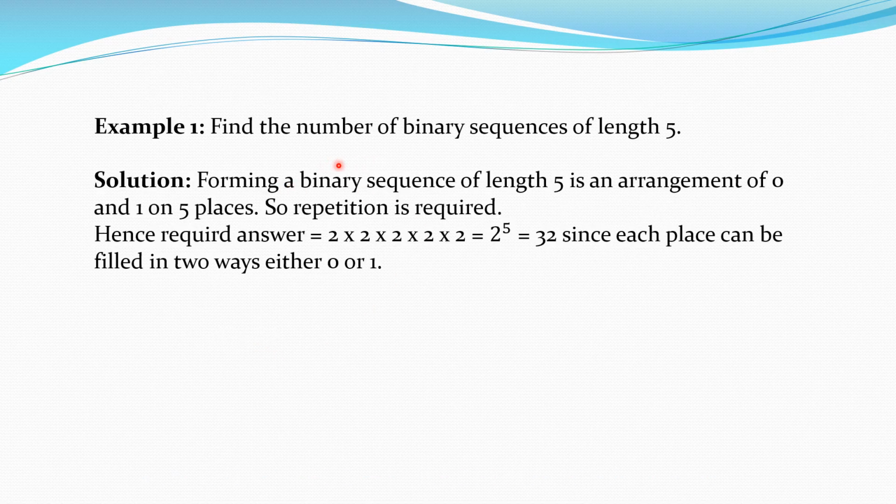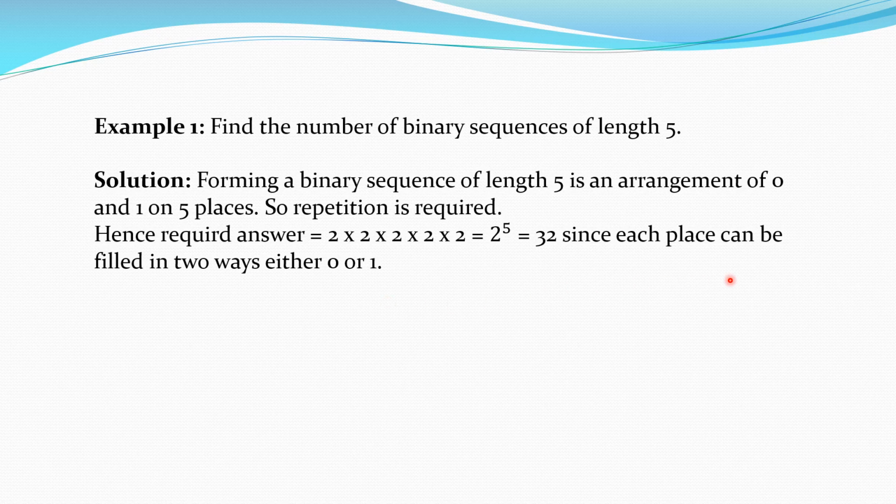Now first example, find the number of binary sequences of length 5. Now see, forming a binary sequence of length 5 is an arrangement of 0 and 1 on 5 places. Now only 5 places are there and we are using only 2 digits, 0 and 1. It means repetition is a must. So here this is a permutation in which repetition is allowed.